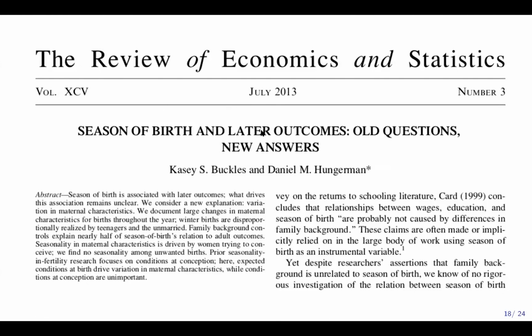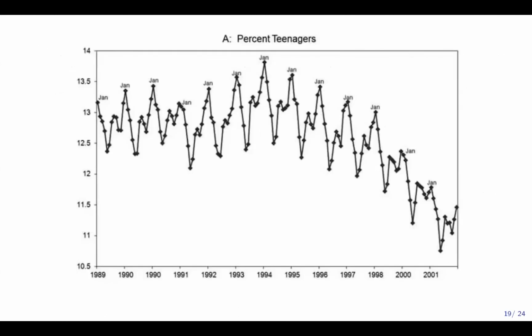Well, here's one of the figures from their paper. It's very similar in design to the one from Angrist and Krueger that I showed you before, but rather than showing the characteristics of the child, this plot concerns the characteristics of their mothers. So what do we see? Mothers who give birth in the winter months, such as January, are disproportionately likely to be teenagers compared to mothers who give birth at other points of the year.